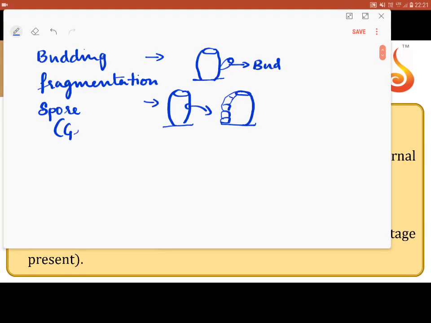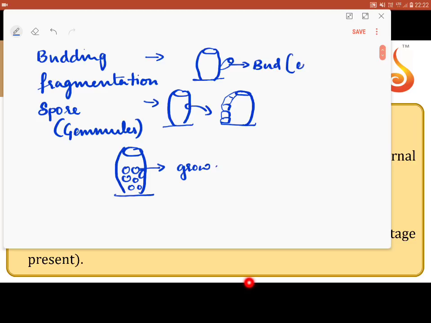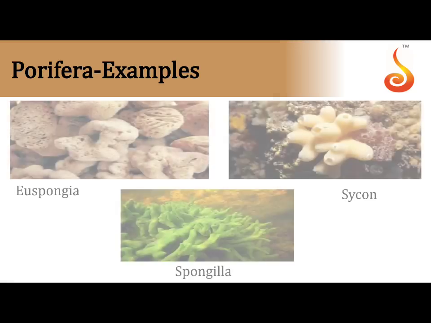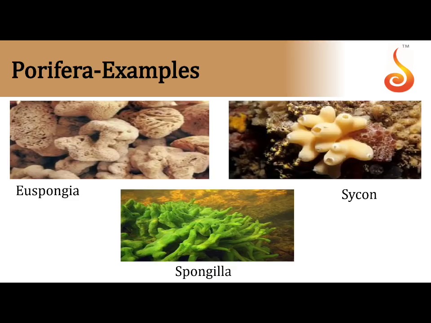And in spores, we have specialized spores called as gemmules, which is grown internally in unfavorable condition of the organisms. These spores come out and grow into a new individual. So, can I say that budding is exogenous, whereas gemmules is endogenous? These are the three methods of asexual reproduction also seen in case of Porifera. Moving on, we see a few examples: Euspongia, Sycon and Spongilla.